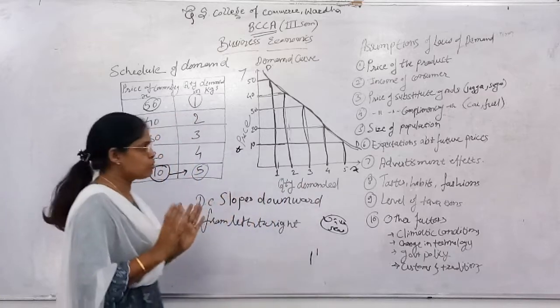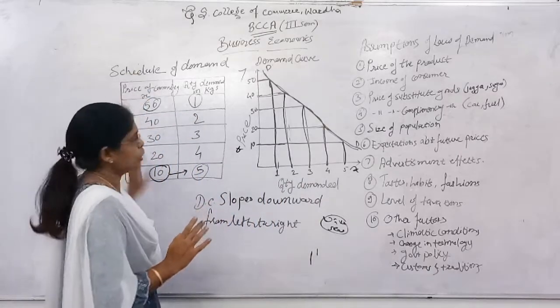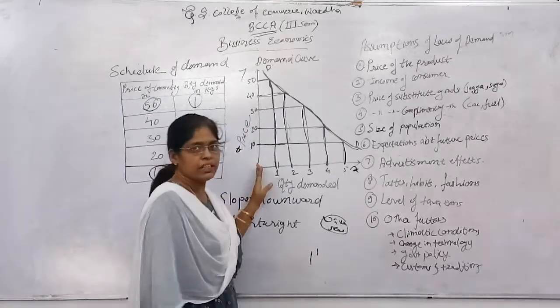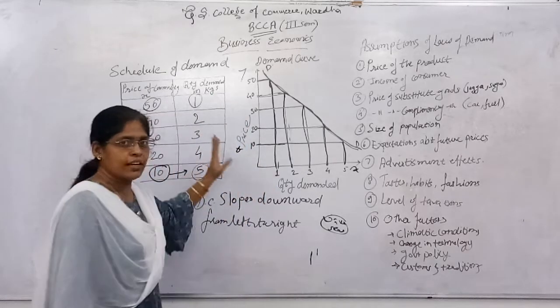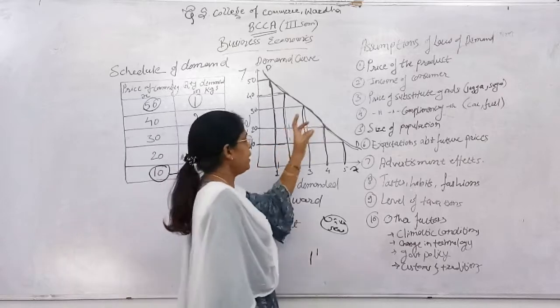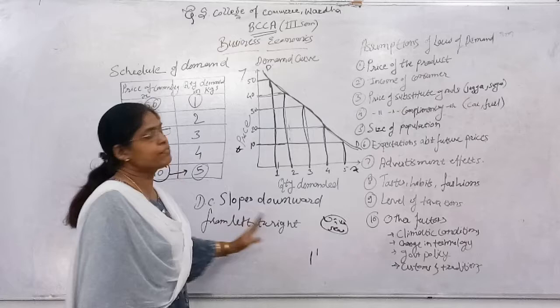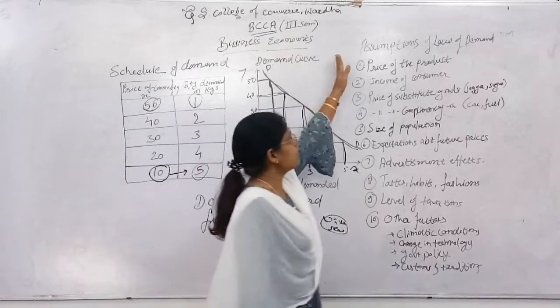So in today's session, we have seen the schedule of demand, and according to the schedule of demand, we have seen the demand curve. I think this is clear for you. Then we have seen how it moves: the demand curve slopes downward from left to right. And then we have seen the assumptions.